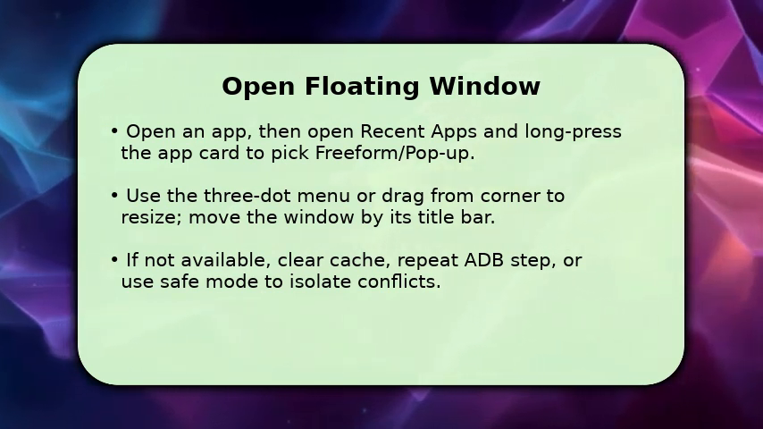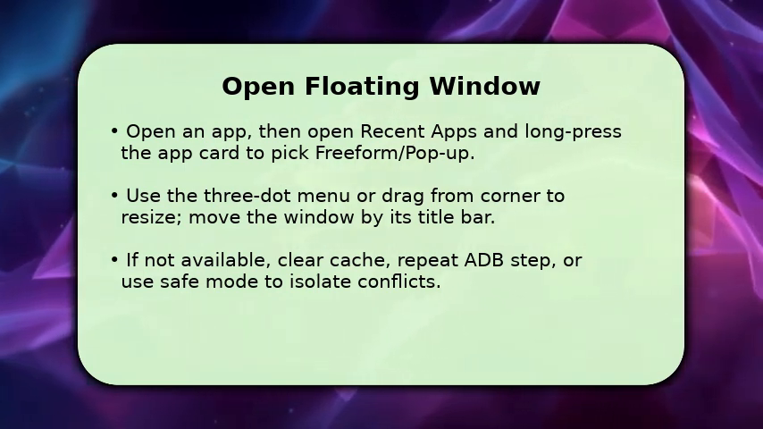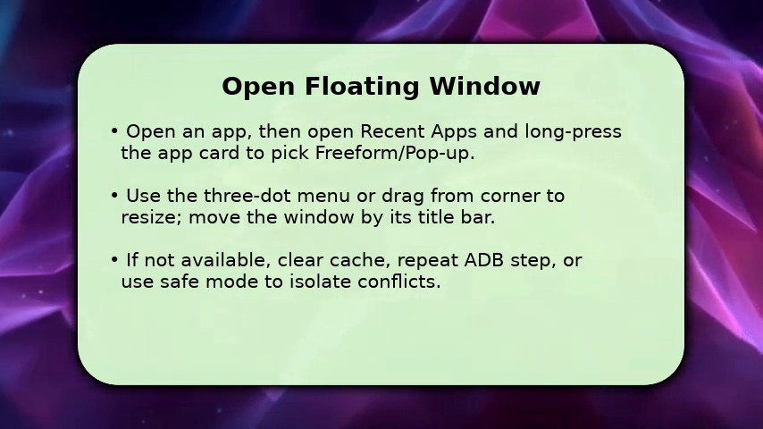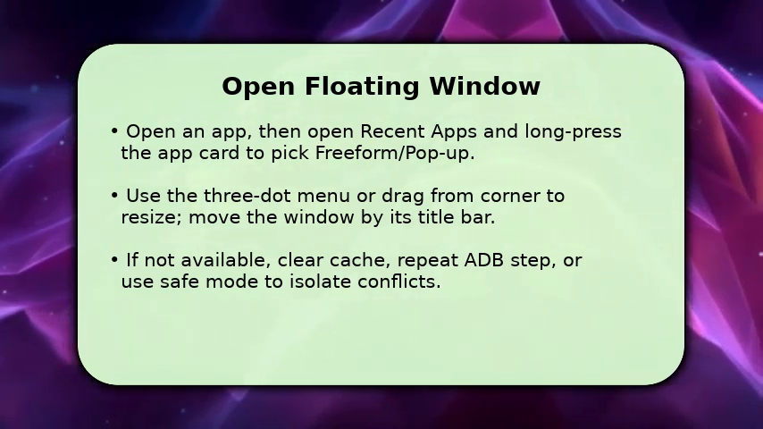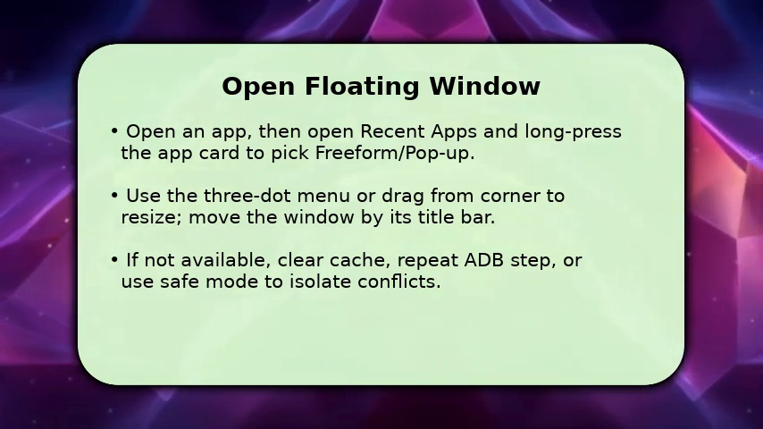Once in freeform, drag corners to resize and drag the title bar to move. This is how floating windows behave. If you don't see the option, make sure you reboot after the ADB command. Clear the system UI cache, and if needed, repeat the enable command. That usually resolves the common problems.